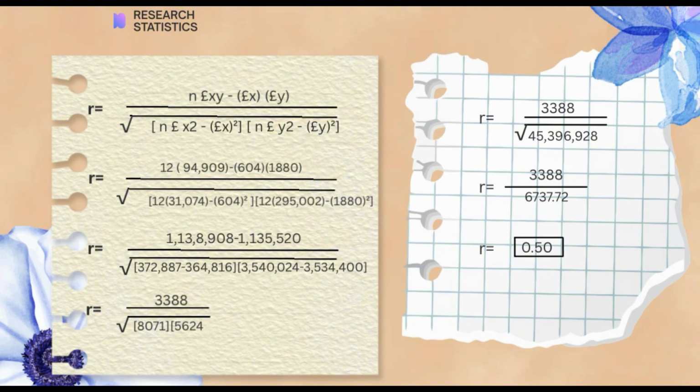Finally, we divide the numerator by the denominator, which gives us the final Pearson correlation coefficient value of R of 0.50. This result means that there is a moderate positive relationship between the two variables, height and weight of the students. In other words, as one variable increases, the other variable also tends to increase, but the relationship is not very strong.